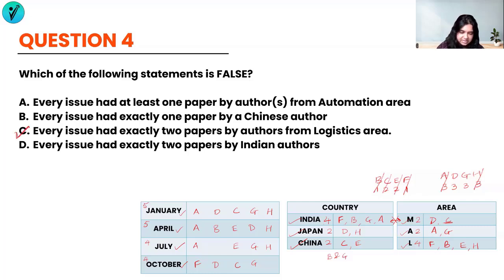So C is definitely the answer, but let's confirm it by taking a look at what the 4th statement also has to say. The 4th statement says, every issue had exactly 2 papers by Indian authors. So we're looking at 2 Indian authors in every issue. Indian authors are F, B, G, and A. Here we have G and A. Here we have B and A. Here we have G and A again. And here we have F and G. So there are exactly 2 authors in every issue. Therefore, D is also a true statement, so won't be an answer. Our final answer there is option number C.